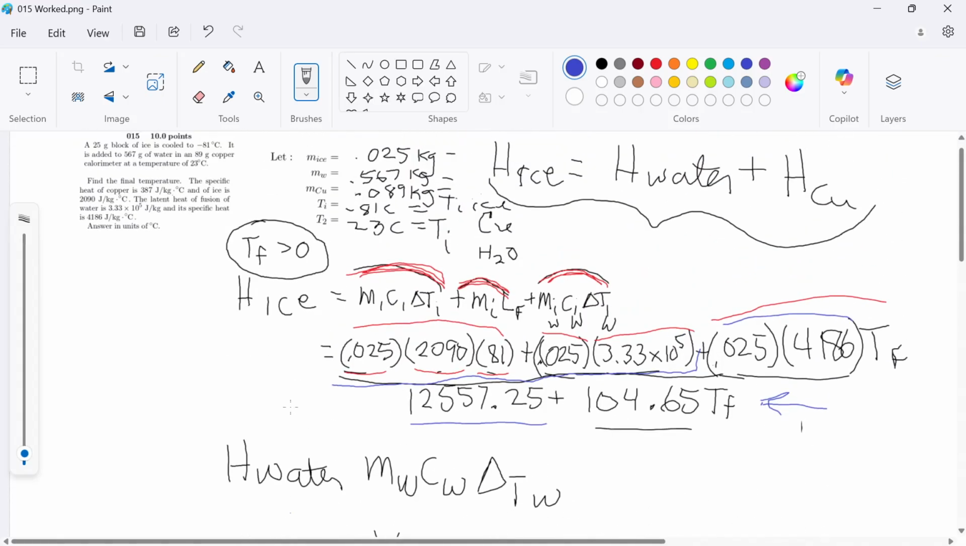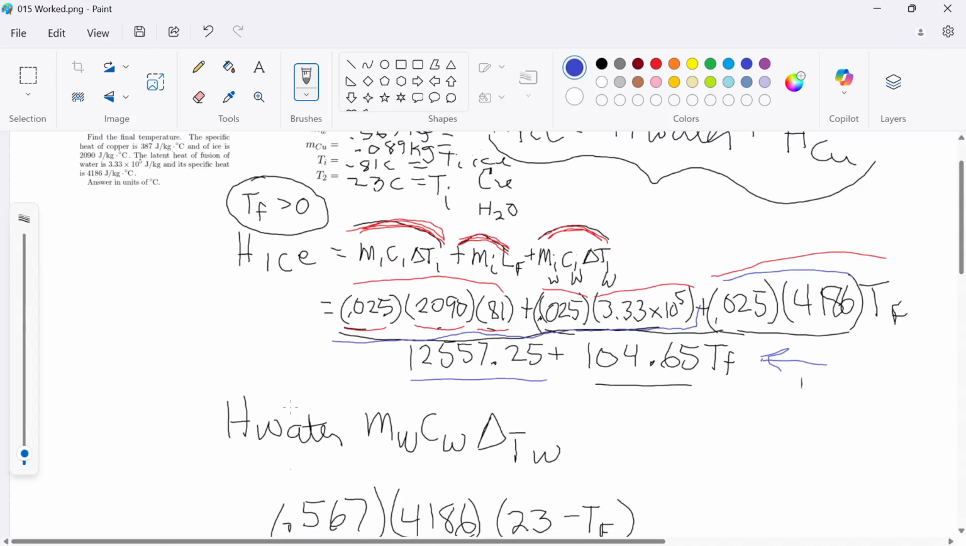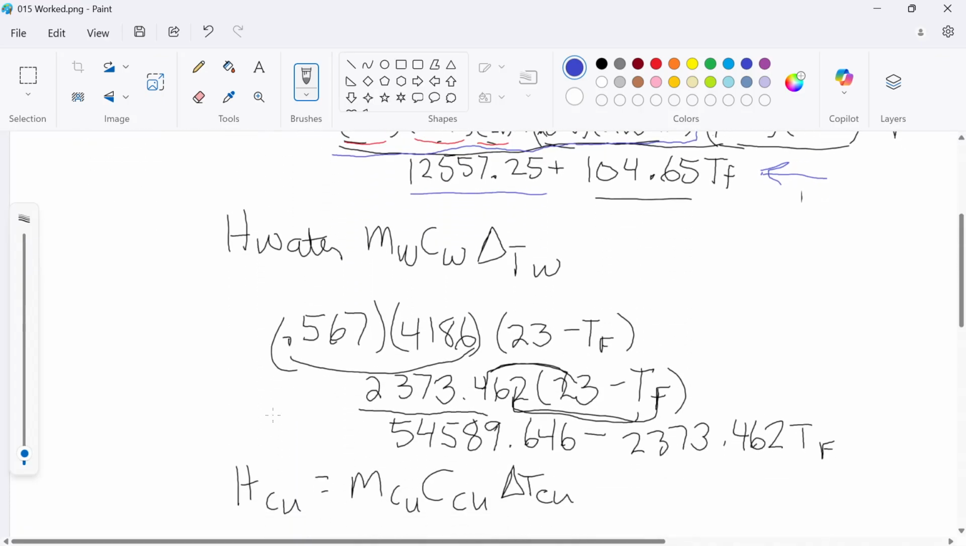That has to equal the heat lost by the water plus the heat lost by the copper. Well, here's the heat for the water. It's going to be the mass of water times the specific heat of water times the temperature change of the water. The mass of the water is 0.567 kilograms. Specific heat of the water, 4186 joules per kilogram degrees Celsius. And the temperature change in the water is the initial temperature, 23, minus the final temperature. The water temperature is going to go down, T final. And now I multiply these together.